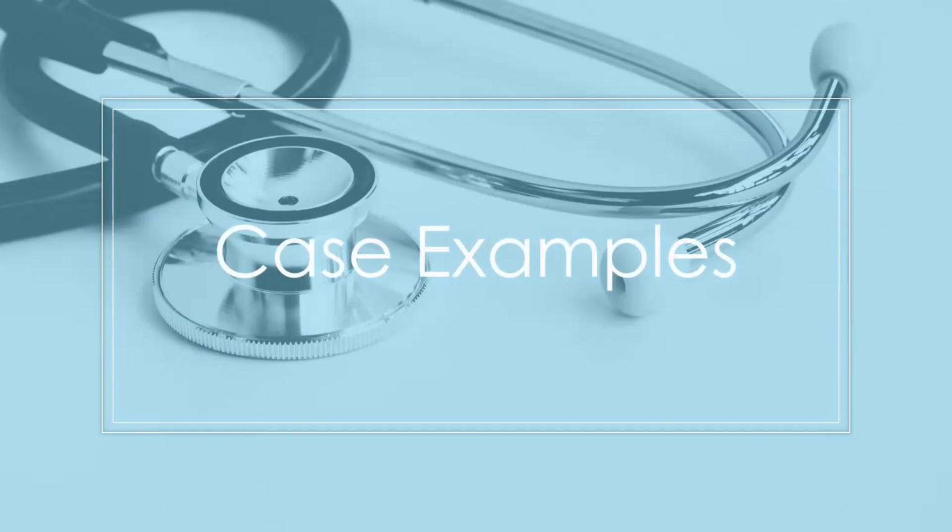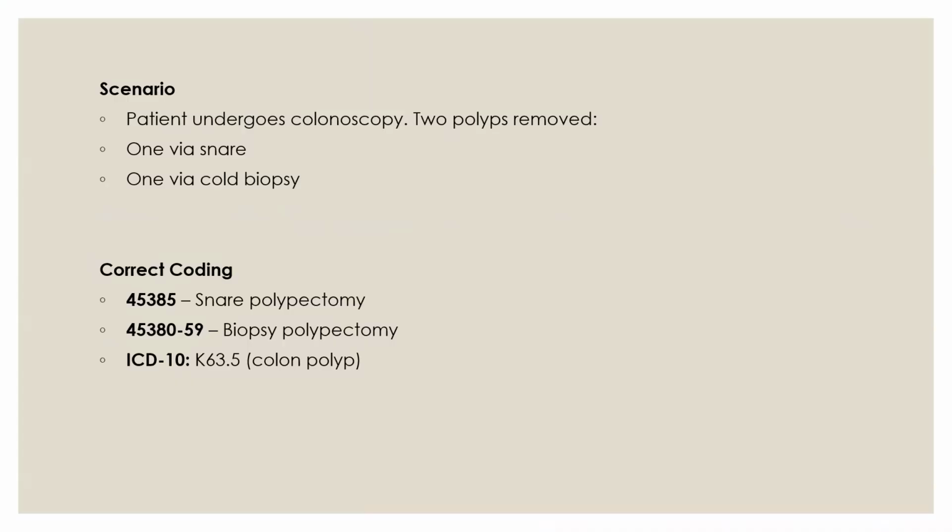Some case examples. A patient undergoes a colonoscopy. Two polyps were removed, one via snare, one via cold biopsy. We have here different techniques on different lesions. So the correct coding would be 45385 for the snare polypectomy and 45382 with the modifier 59 for the biopsy polypectomy, with the ICD-10 code of K63.5 for colon polyps.